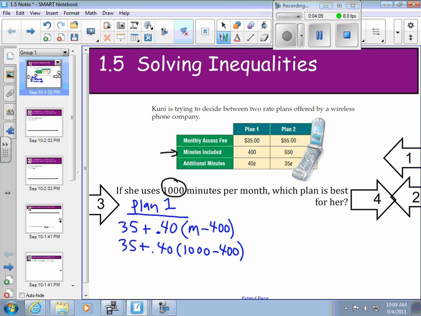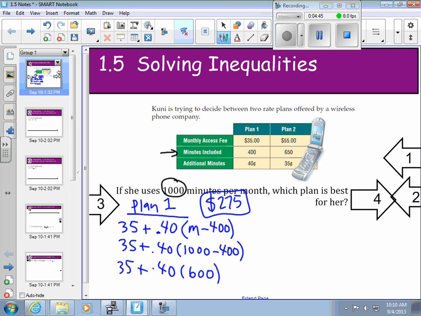Okay, now using order of operations, we know we got to start with parentheses. 1,000 minus 400 is going to give us 600 additional minutes we need. Again, using order of operations, we got to multiply before we add. So take 40 cents times 600, and that will give you how much the additional minutes would cost. Add that to 35, and it looks like plan 1 is going to come out to equal a total of $275.